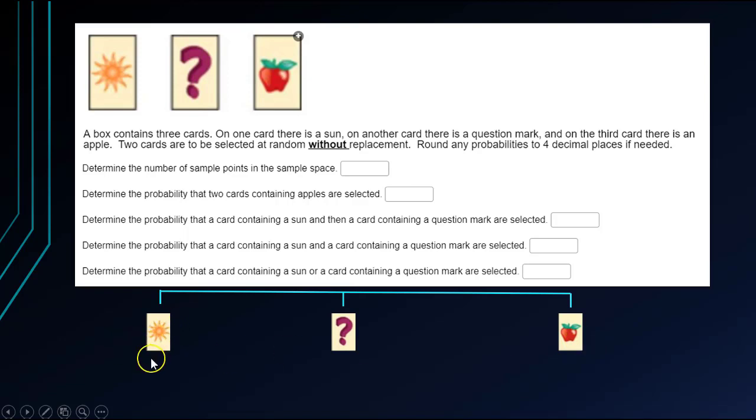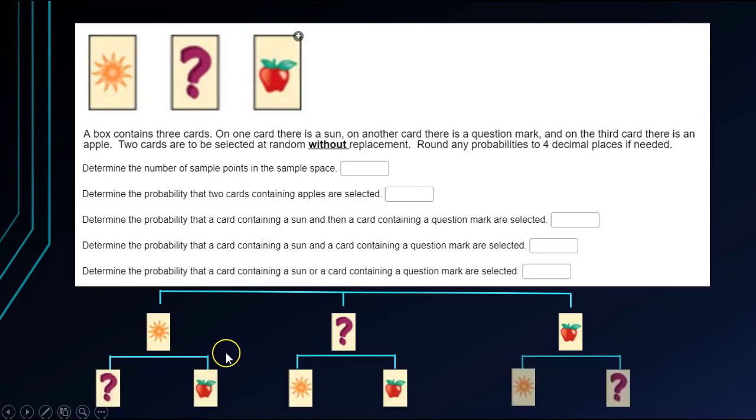For the sun, I could either get the question mark or the apple on the second one. For the question mark, I either get the sun or the apple on the second draw. And if I drew the apple first, I'm either going to get the sun or the question mark on the second draw. So that's 1, 2, 3, 4, 5, 6 different pathways.